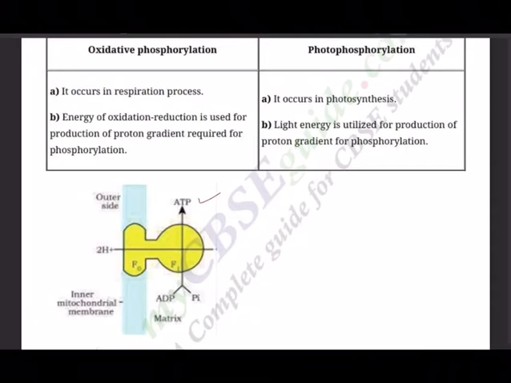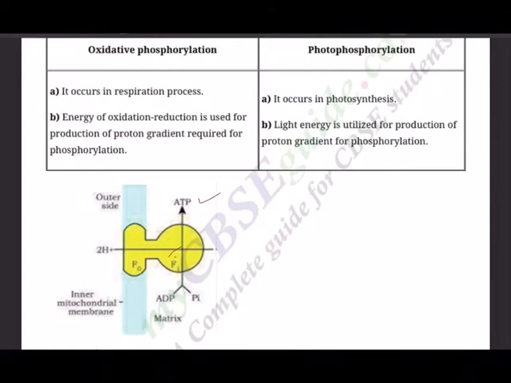Oxidative phosphorylation is the synthesis of energy-rich ATP molecules with the help of energy liberated during oxidation of reduced coenzymes. What are the reduced coenzymes? There are 2, NADH and FADH2, produced during respiration. The enzyme required for this synthesis is called ATP synthase or mitochondrial ATPase.